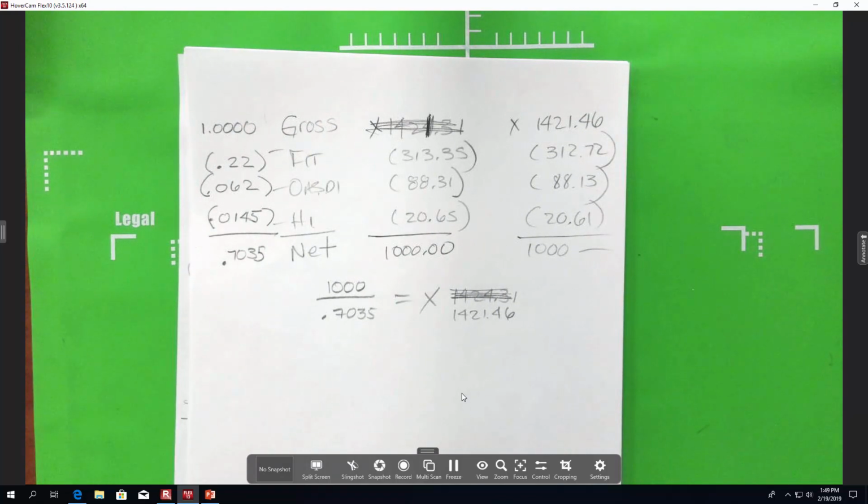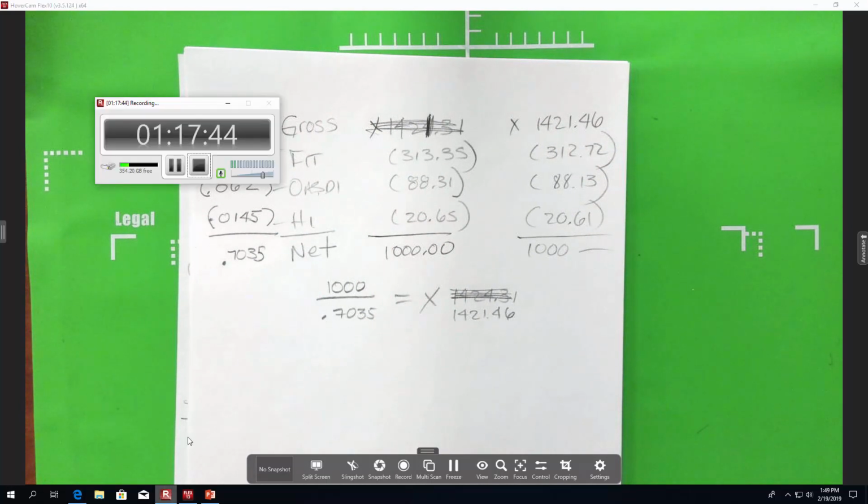It's on my Excel sheet that I'm making. Sure. Go ahead.